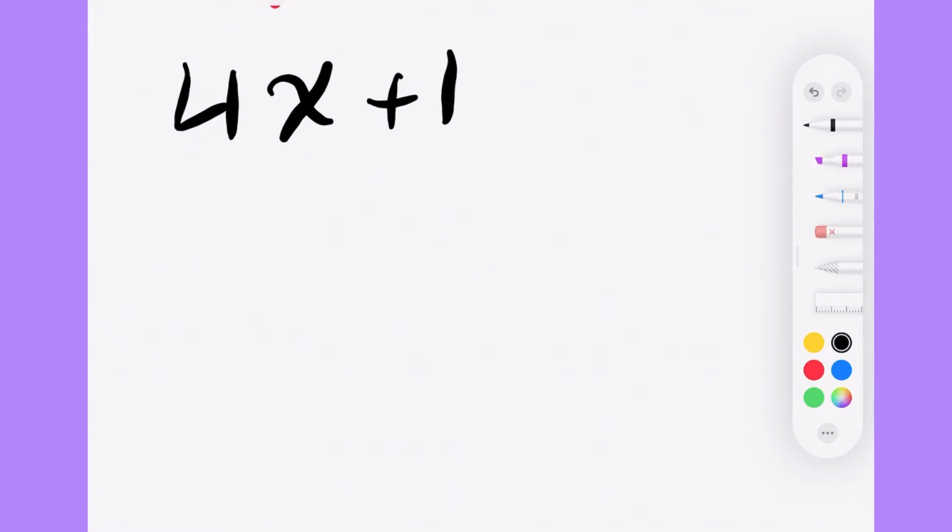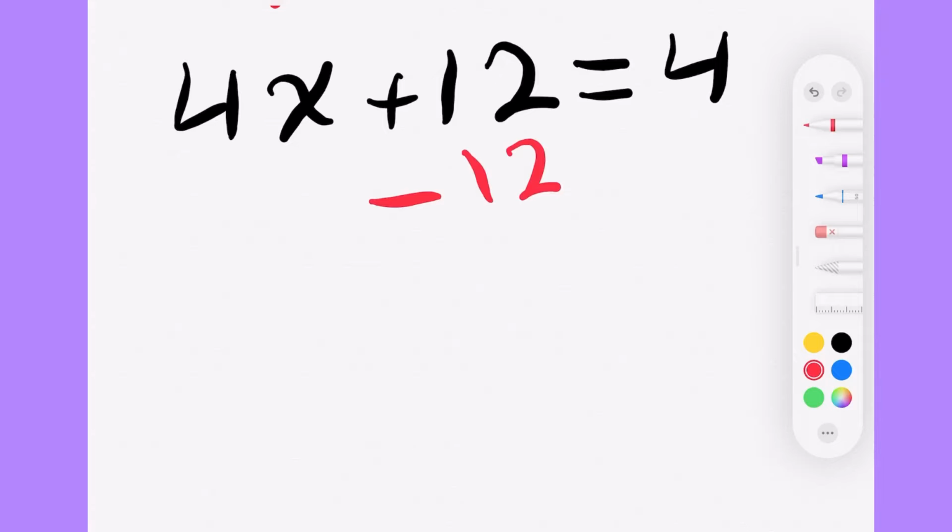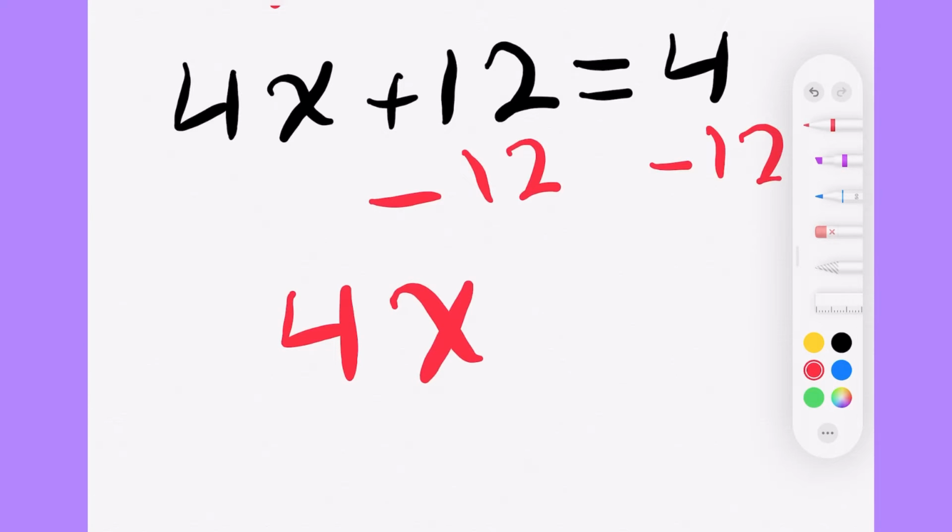4x plus 12 equals 4. Well, I know there is a multiplication, but don't panic. We will do the same tips. Positive 12, we have positive 12. What is the opposite of it? It's of course negative 12. We do the same thing to the other side, negative 12. We here are left with 4x equals 4 minus 12, it's minus 8.